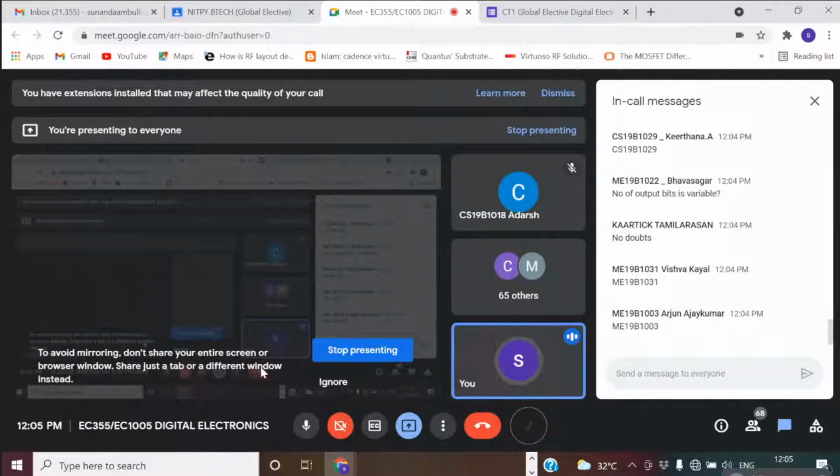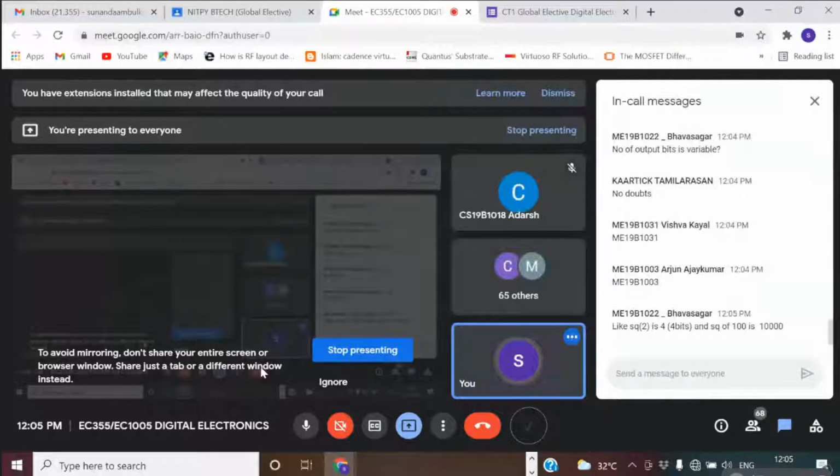The inputs are not variable actually. Bits are already fixed. So bits are decided by the size of whatever Boolean expression is there. Exactly. Yeah. Okay. You are asking about that question. Yes. You have to take a uniform number of bits for input, uniform number of bits for output. Okay.